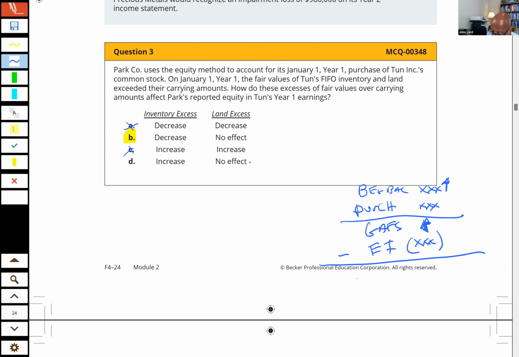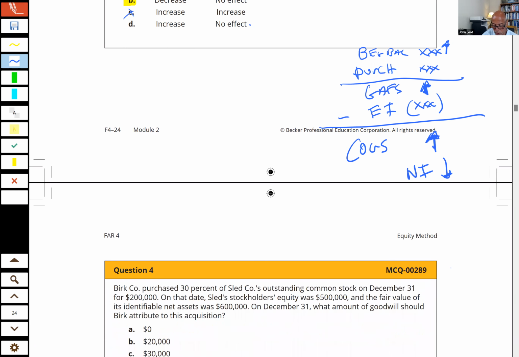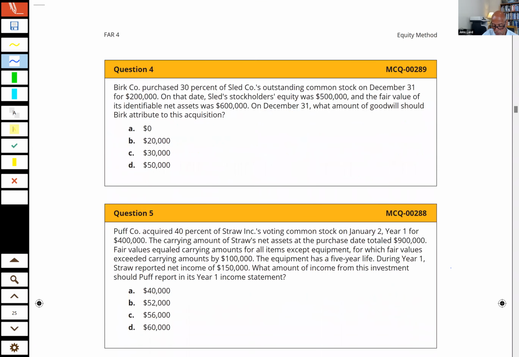Remember the milk example. And so our cost of goods sold will be overstated, and therefore our net income will be lower. So it'll decrease my net income. Okay, good. Let's take a look at number 4.